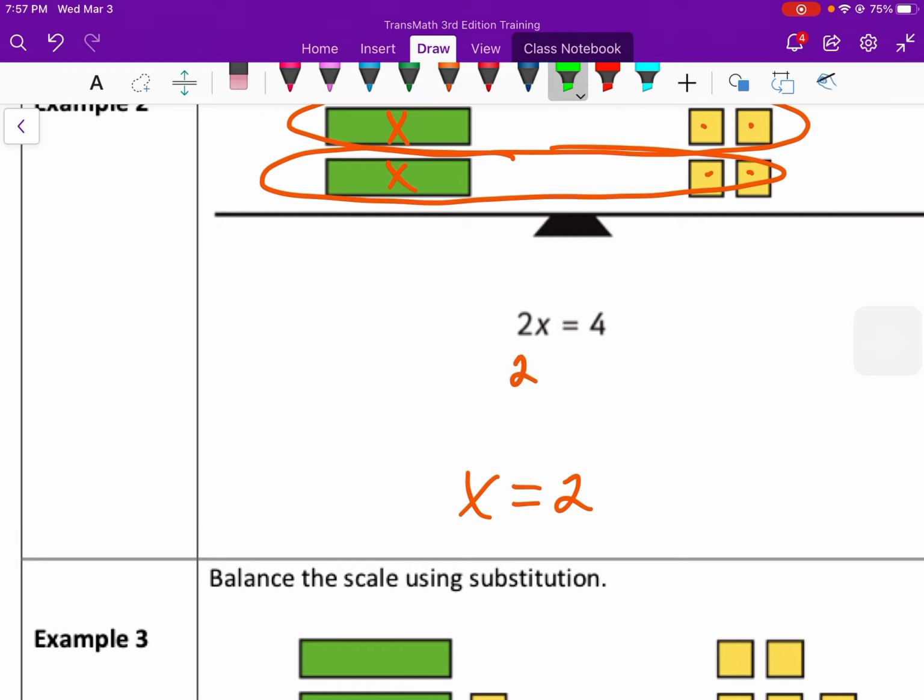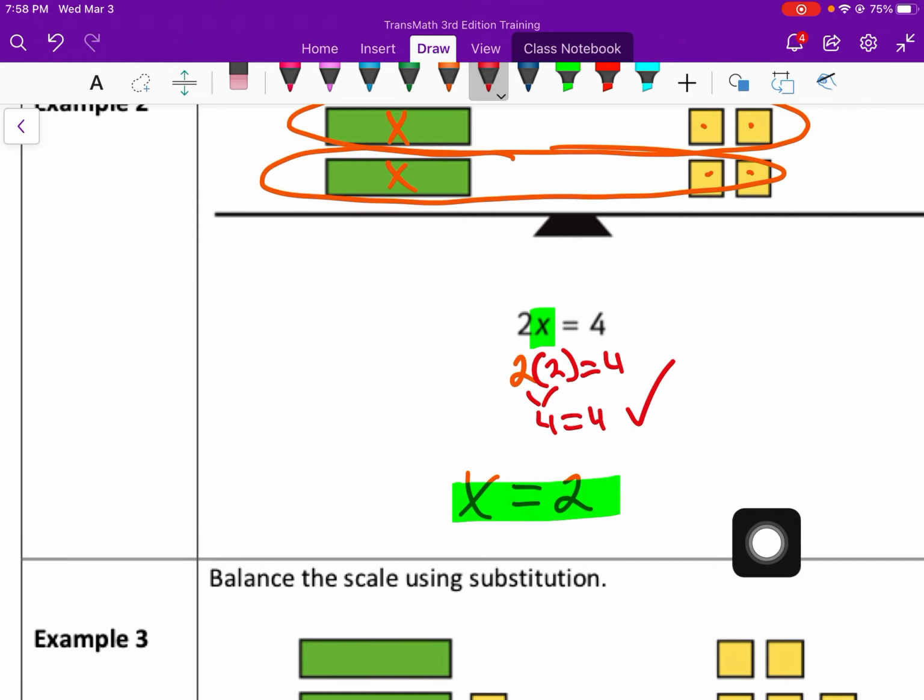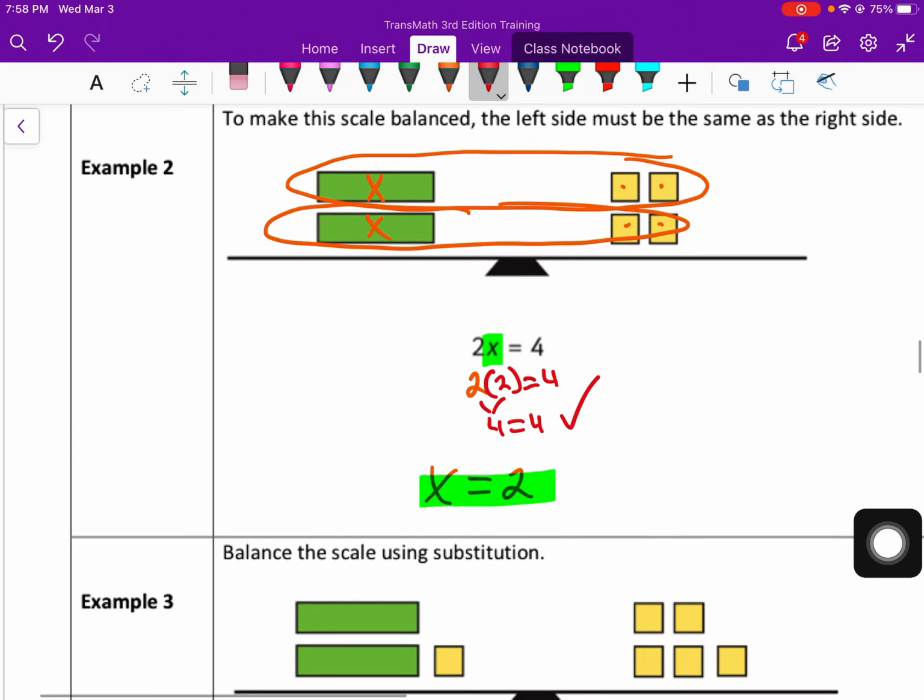And now we can substitute and evaluate. So just like when we did substitution, we can plug in 2 for x. So we have 2 times 2 equals 4. Well, 2 times 2 is 4, so that's true. So x does equal 2.